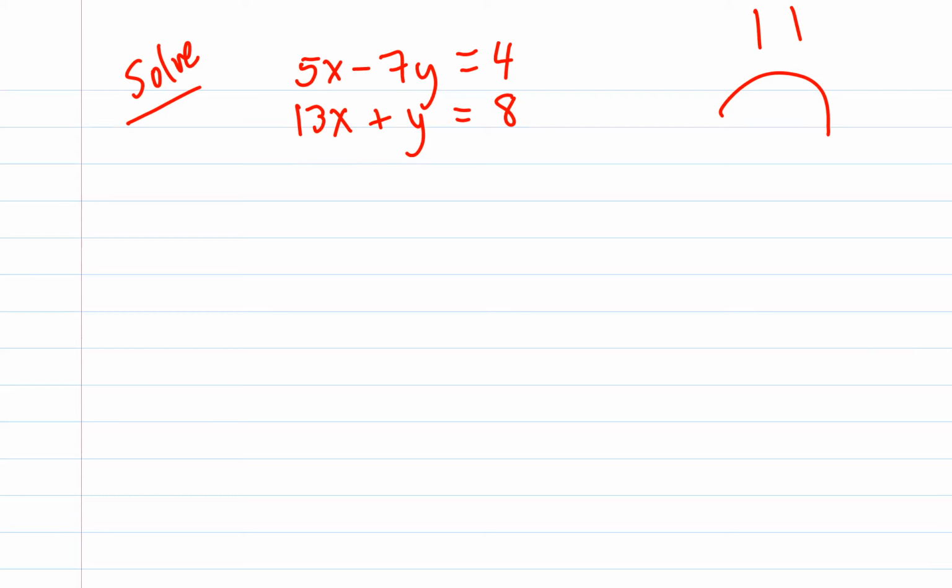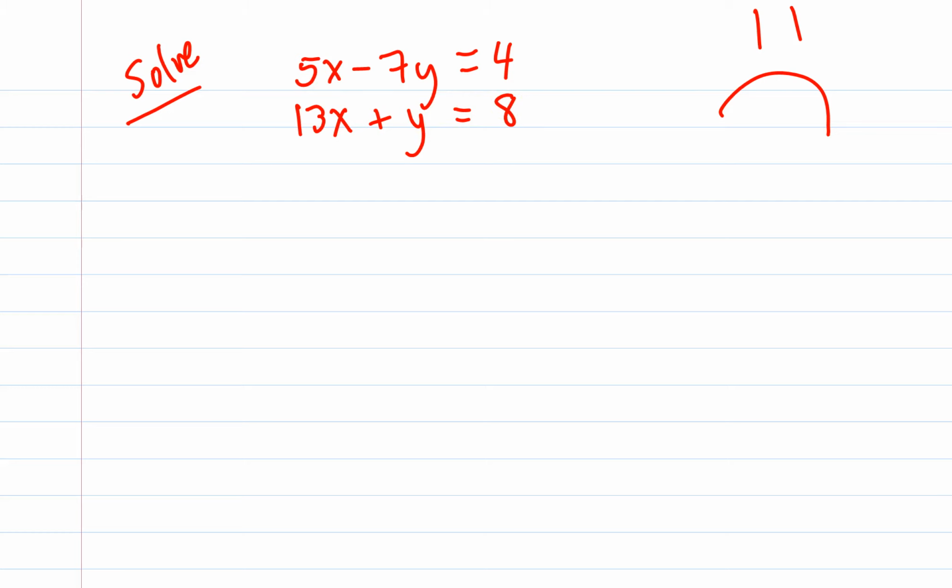See, here's the problem, okay? If I was trying to solve this by hand, I'd have to maybe make the y's the same, which means I'd multiply the bottom one times 7. This would become a 91x. This would become a 56. That does not seem like fun to me.